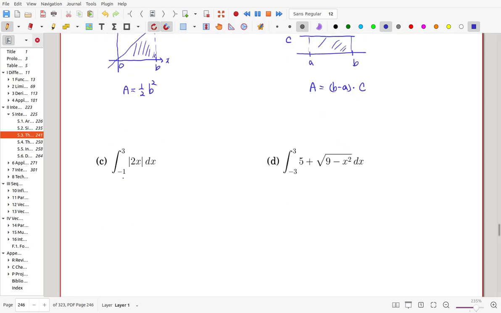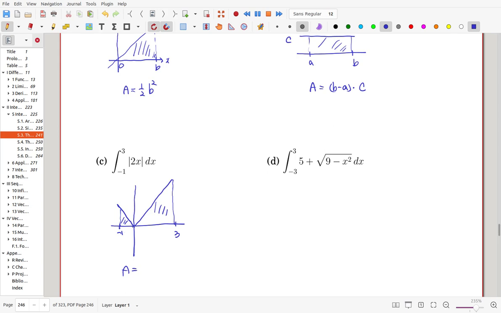Okay, the integral from minus 1 to 1 of the absolute value of 2x. Now visualize here: minus 1 to 3, that is minus 1, and that is a 3. Now y equals the absolute value of 2x, so we have it that way. So here we have this area and that one, two pieces. Now the area is this area plus that one.